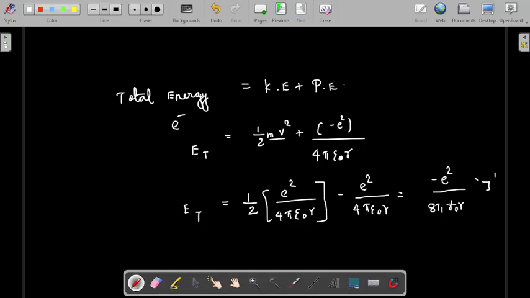This equation you have studied plenty of times, but here it comes from the derivation. Based on the energy level, like n is equal to 1, n is equal to 2, these energy levels will change. We just need to add n here. Here we have taken n is equal to 1. If n is equal to 2, then we have to add another one. So let's finalize this one: ET is equal to minus e square divided by 8 pi epsilon naught r, where the unit will be joule. Let's make this equation number 2.